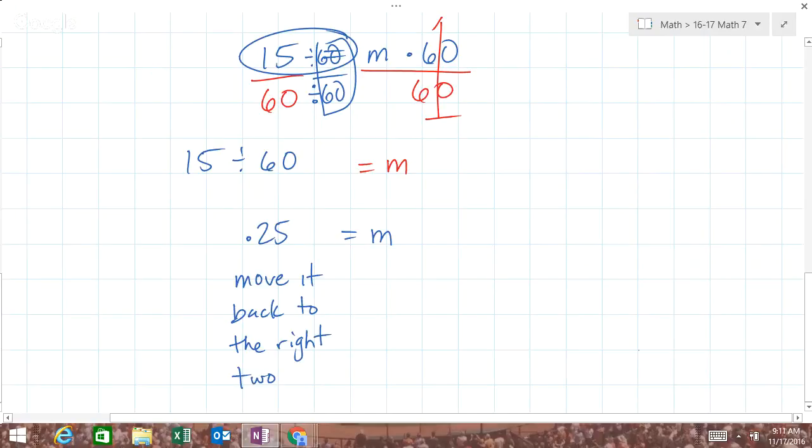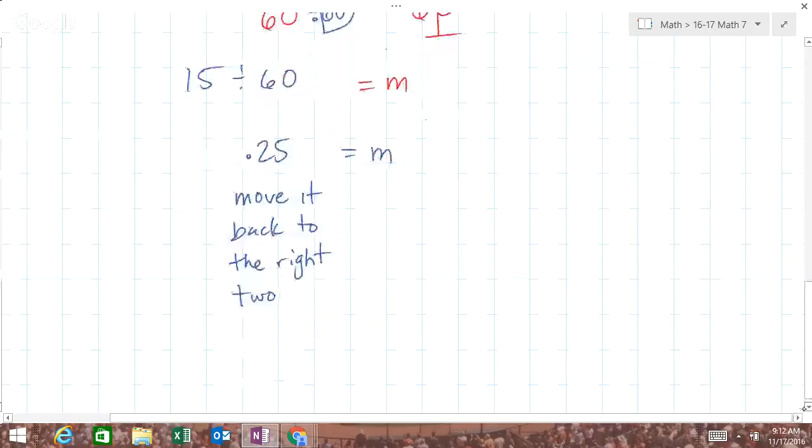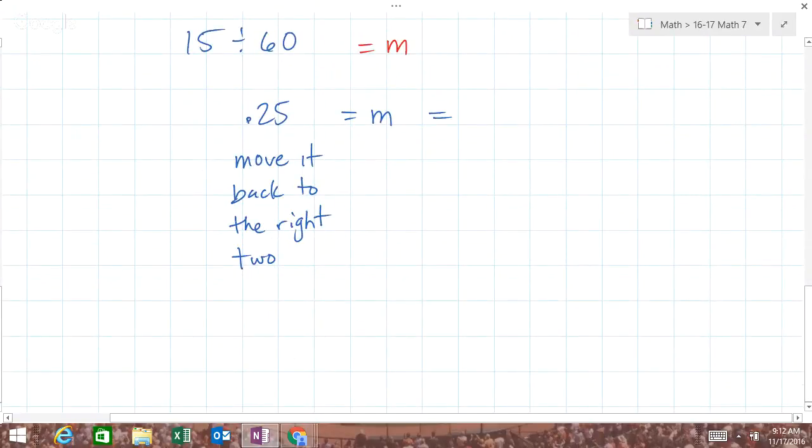A lot of things to remember, huh? So m is going to equal 25%. Question is, will you remember to move it back to the right and then put the percent sign there? Whereas in the percent proportion, I didn't have to move anything, did I? And we said the percent proportion works every single time too, doesn't it? All right, just leaving it up to you.